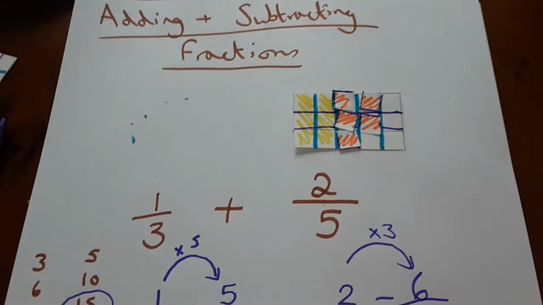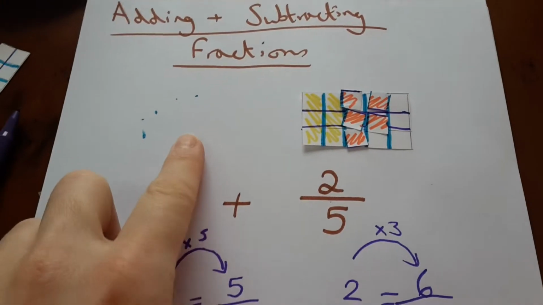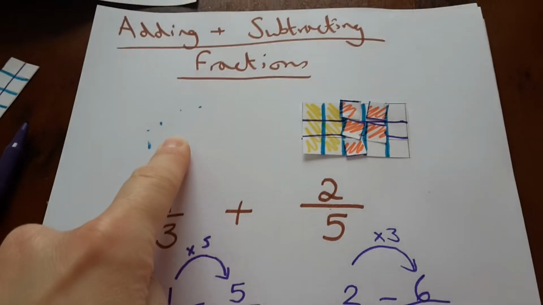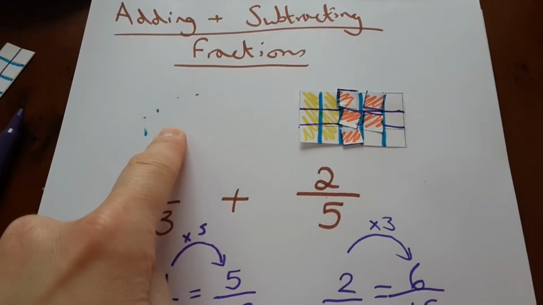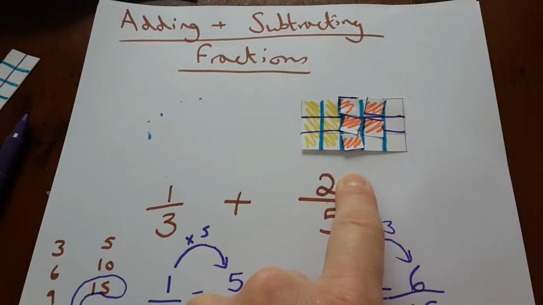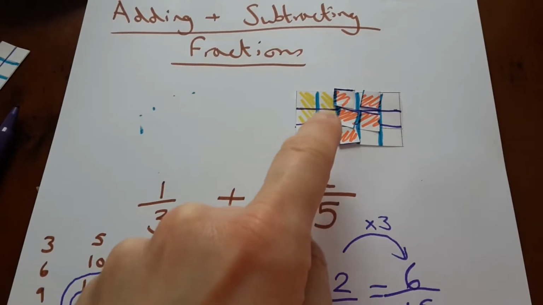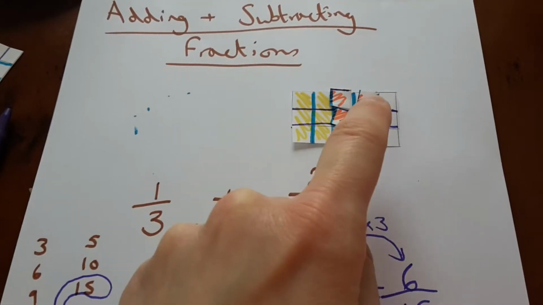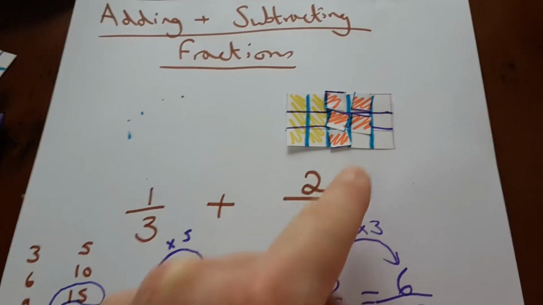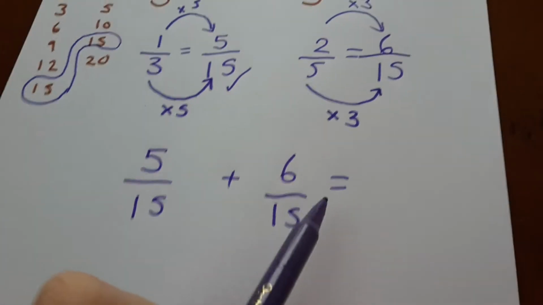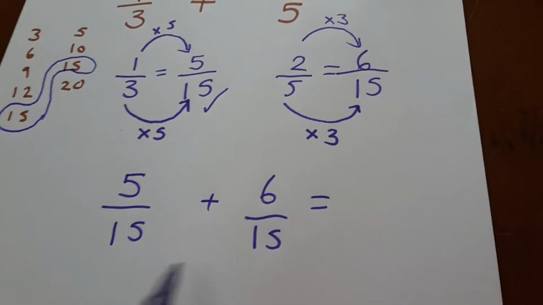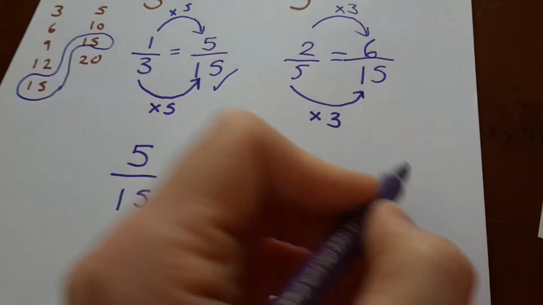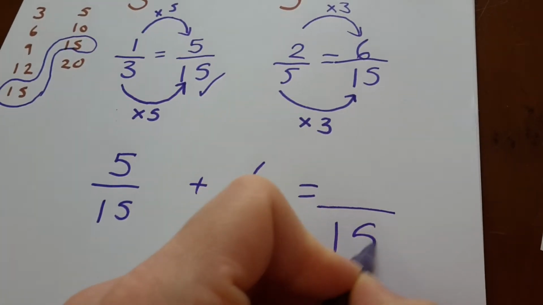I've included my 5/15ths from my original cake onto my other cake, and now I've got 1, 2, 3, 4, 5, 6, 7, 8, 9, 10, 11 15ths in total. So just remember, when you're working with denominators and you're adding or subtracting, you keep the denominator the same.